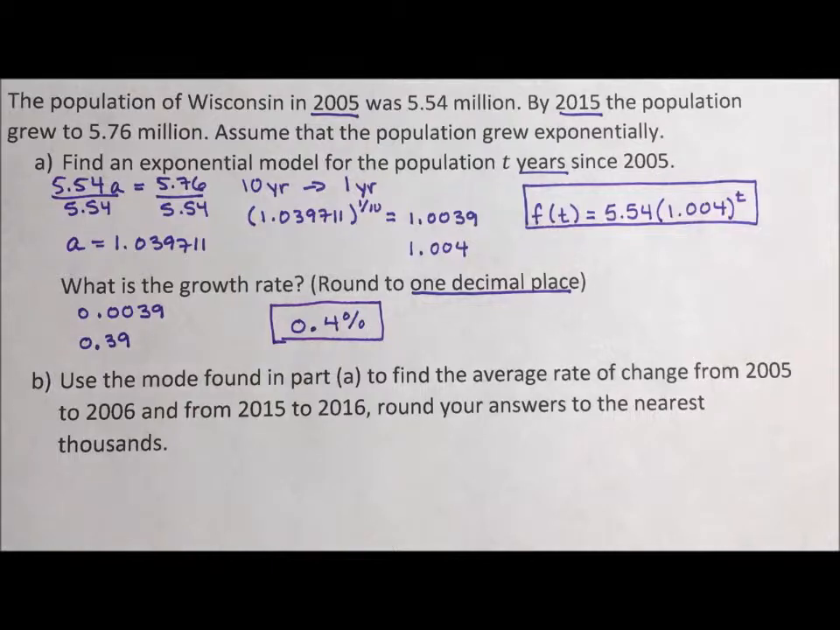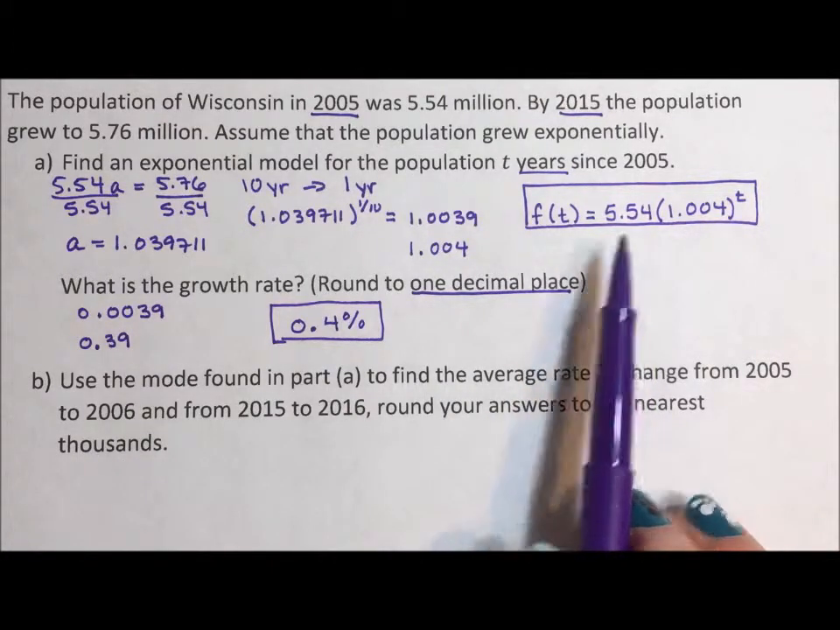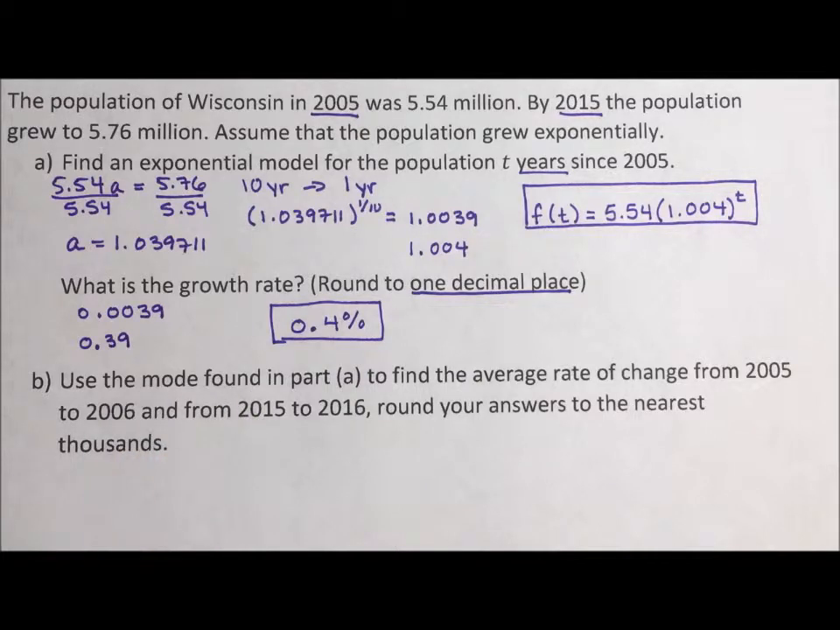Okay. It says use the model found in part A to find the average rate of change from 2005 to 2006 and from 2015 to 2016. Round your answers to the nearest 1,000. All right. So this is in millions. This says round to thousands. That means we're going to have to do a few things.